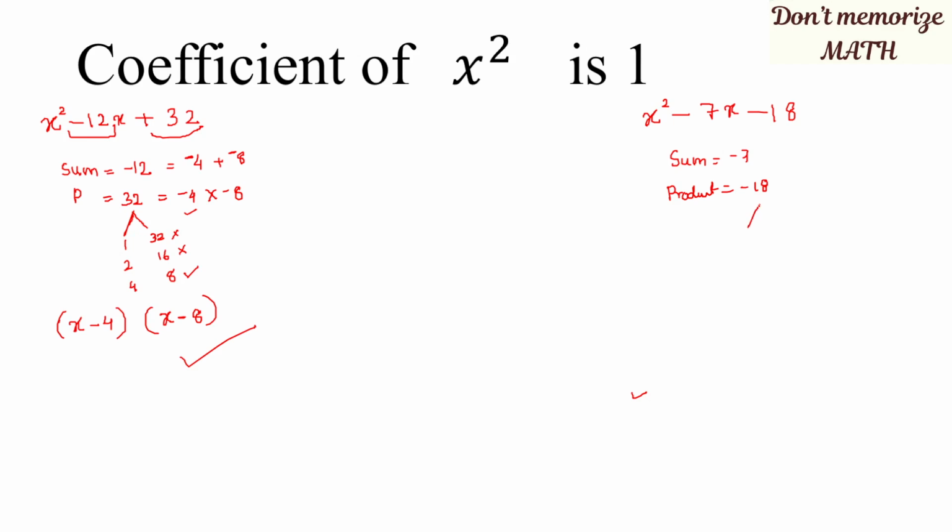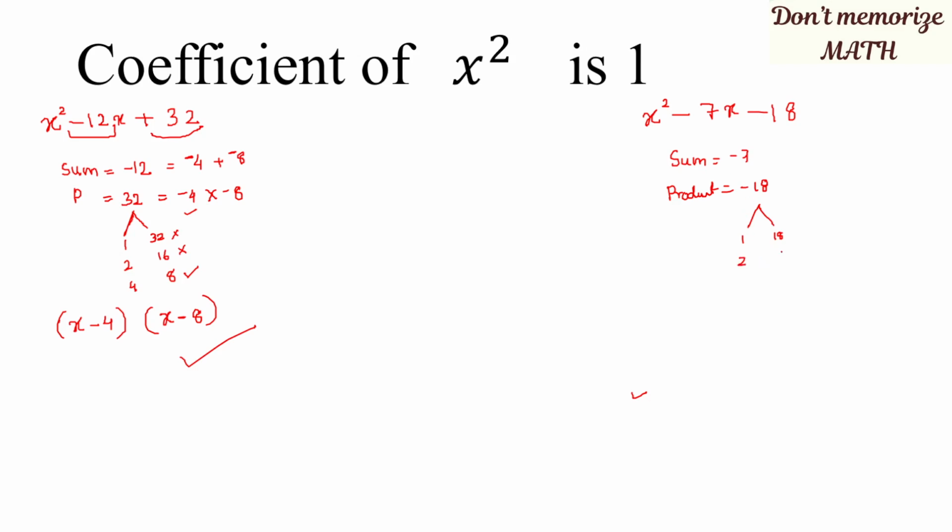So split 18. 1 and 18 is 18. Just when you multiply, no need to put negative here. If you put negative here, one pair will be minus 1 and 18 and the other pair will be minus 18 and 1. So no need to put the negative here. Then we cannot get the sum as minus 7, no chance.